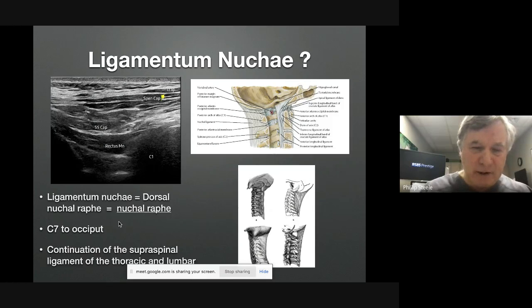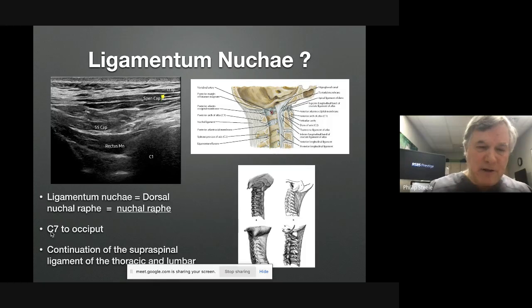Which is also in the literature called the dorsal nuchal raphe, and for our purposes today, the nuchal raphe. What's important is it's really not a ligament. The ligament part of that is not real. It has no ligamentous structure on anatomy or microscopic evaluation. So it's important to realize it's a collection of fibers, mainly from the trapezius and the Splenius Capitis.